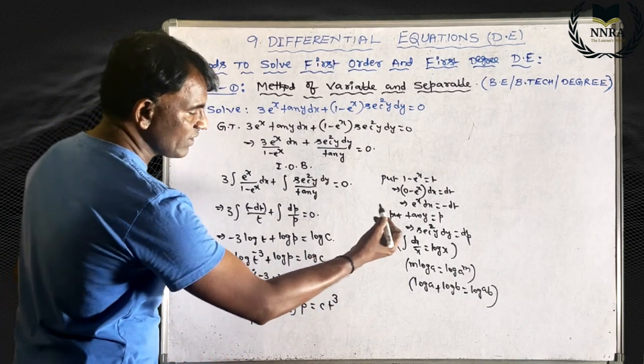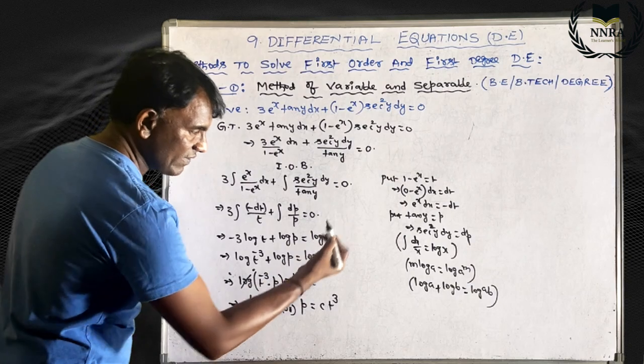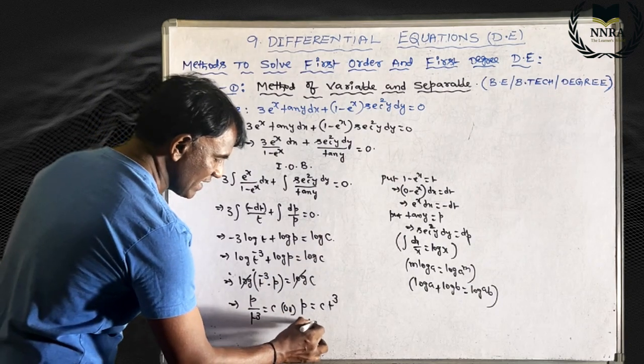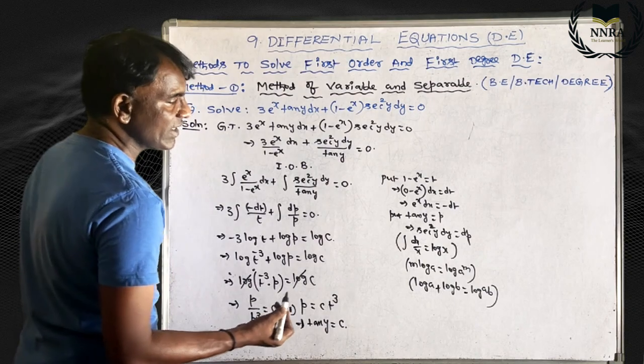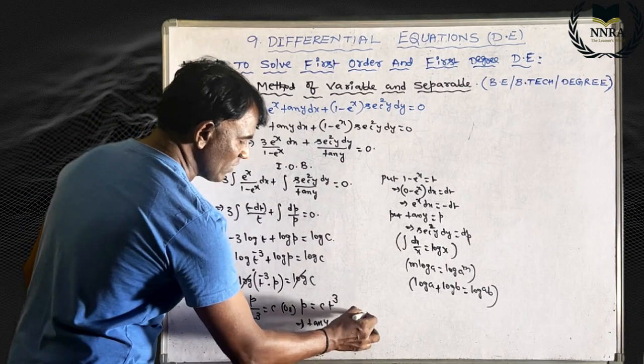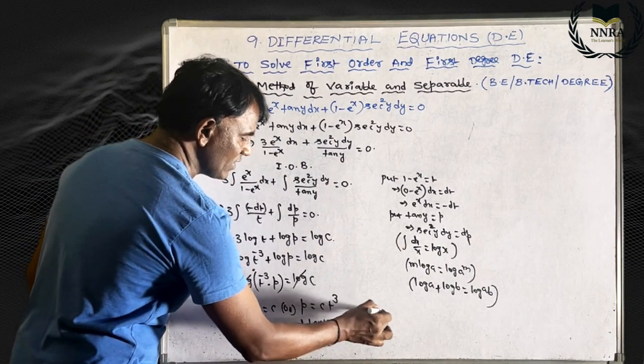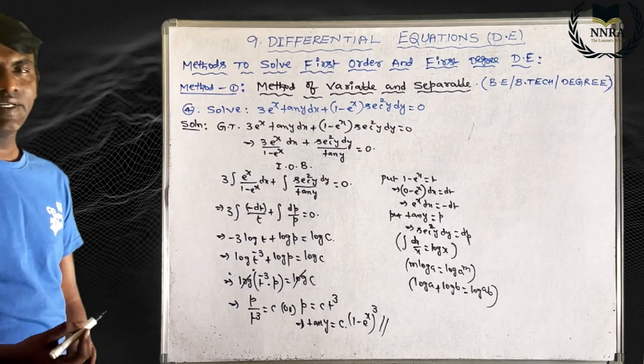But what is the value of p? P value is tan y. So this can be written as tan y equal to c, and coming to t, 1 minus e power x. T cube means whole cube. So which is the required general solution?